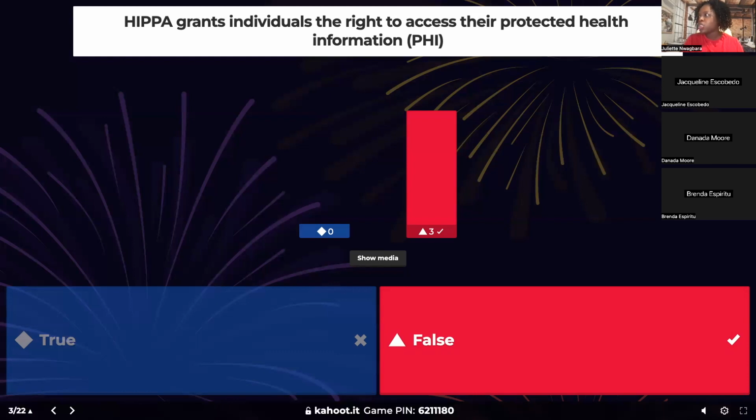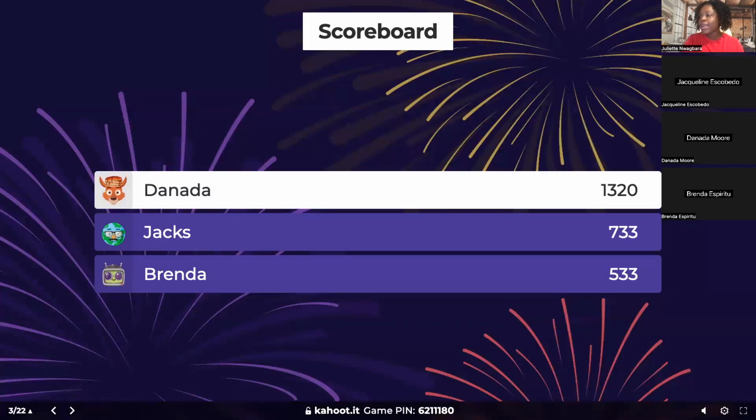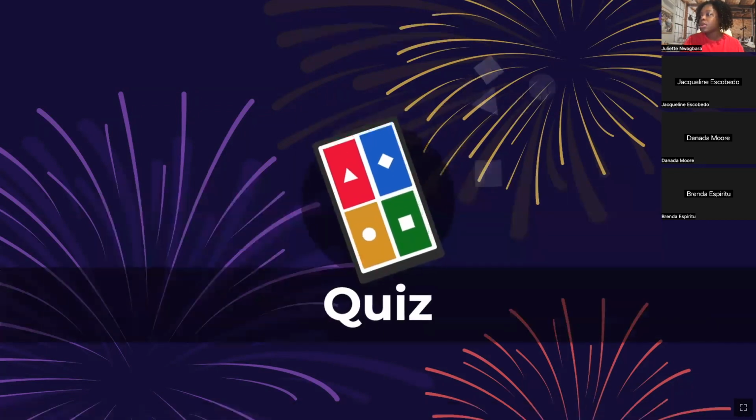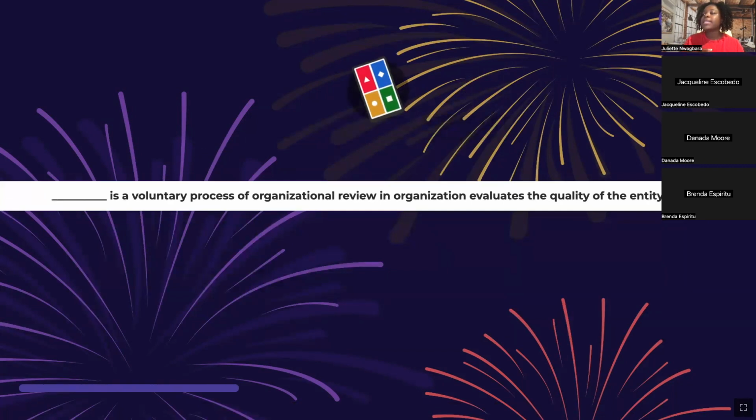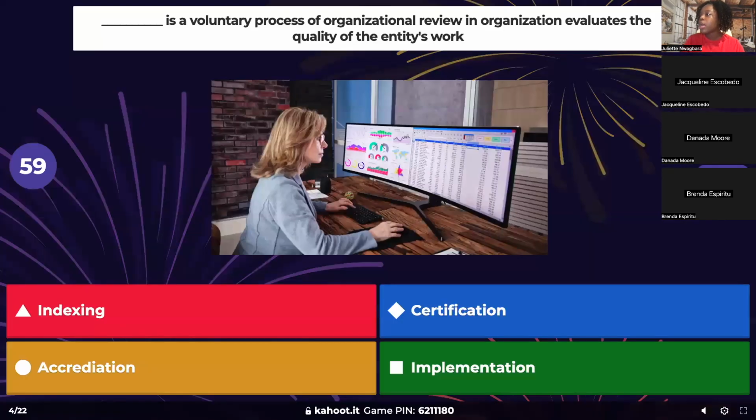Let's go to our next question. Before we do that, you are still on top, and you guys are following right after. The scores are based on how quickly you answer as well, so you guys know. All right, next question. Blank is a voluntary process of organizational review in which an organization evaluates the quality of the entity's work. So this is a voluntary process where you're going to be evaluated for the quality of your work. Is that indexing, certification, accreditation, or implementation?